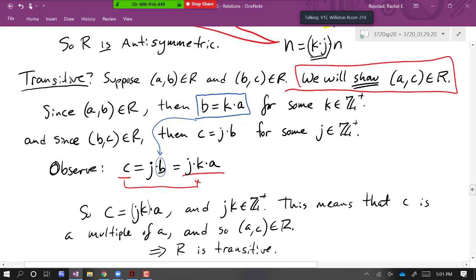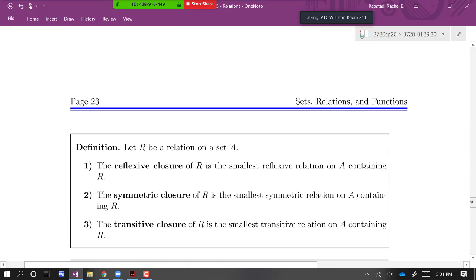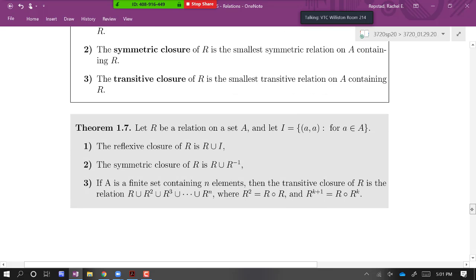So I guess this is a good breaking point. Not that we're at our breaking point, a break point in the material. We'll pick up and finish out. There's a bit more to do with relations. We're going to look at partial orderings and equivalence relations. Both partial orderings and equivalence relations are just special kinds of relations.